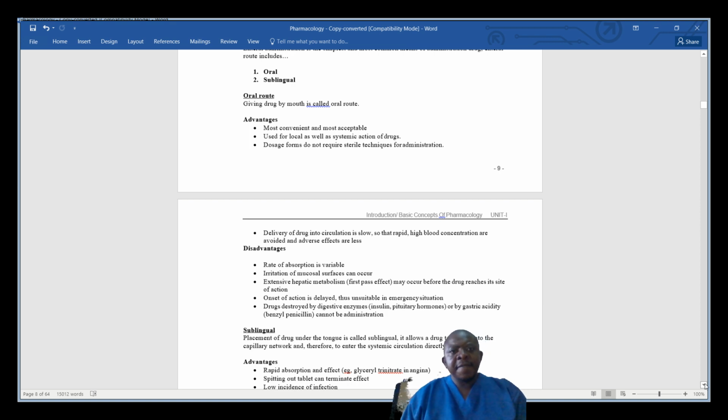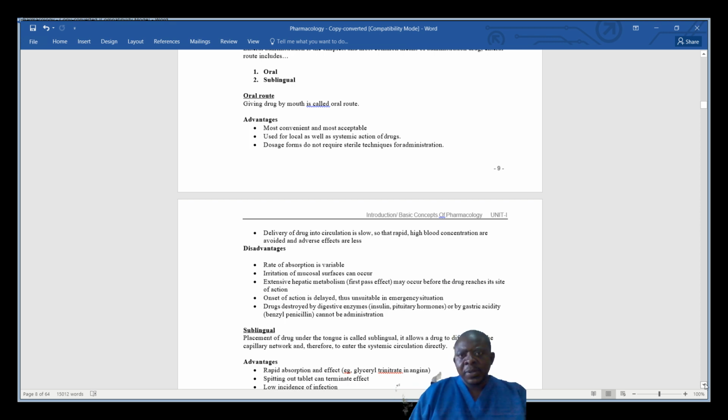The last advantage under the oral route is that the delivery of the drug into circulation is slow, so rapid high blood concentrations are avoided and adverse effects are less. There is a slow release of the drug into the blood when someone takes the drug orally, so rapid toxicity is less likely. It is very easy to counteract toxicity when you use the oral route, compared to intravenous, where the drug goes directly into the blood and other organs can easily be damaged.